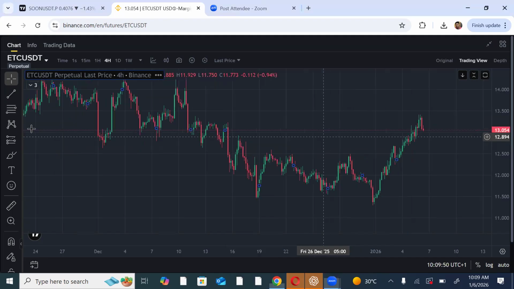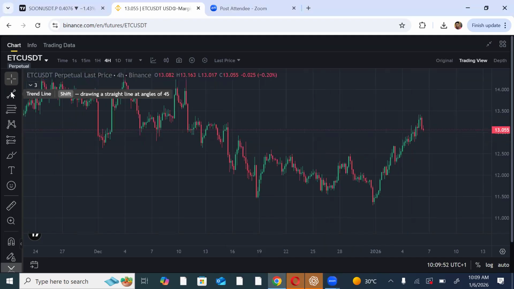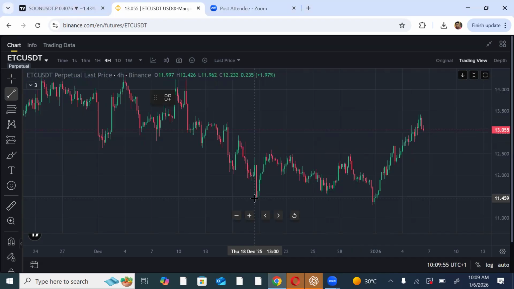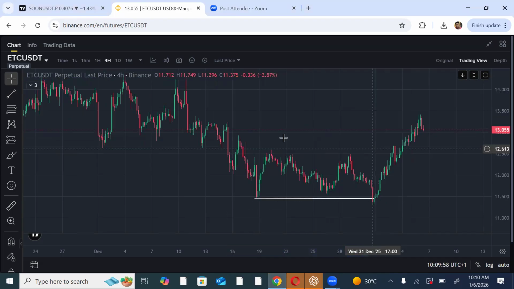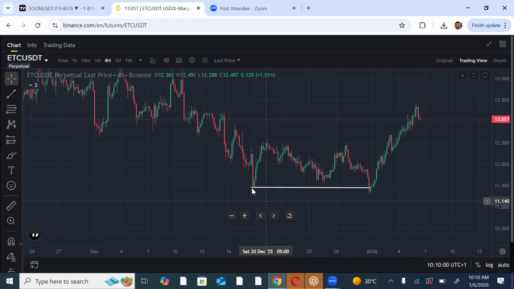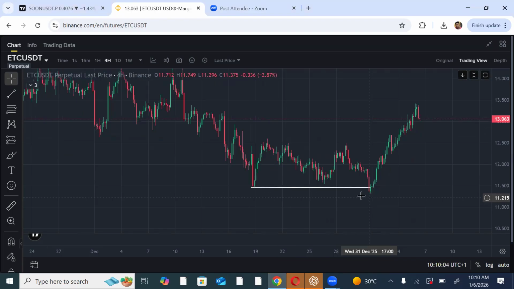Now, we can see right here that this low was swept, right? This low right here was swept. So this is called a liquidity sweep. So we want to trade back into another pool of liquidity.